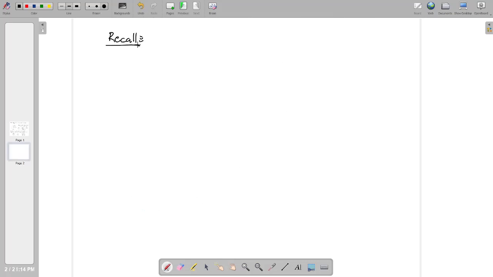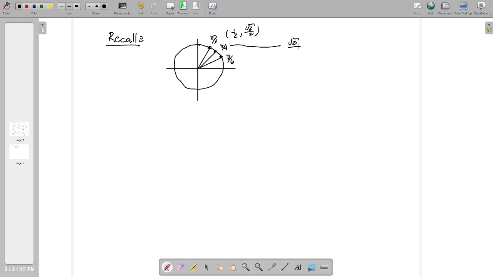Recall, we did this in section 6.2. We had three radian measures of angles: pi over 6, pi over 4, and pi over 3. Pi over 3 came out to be the point (1/2, root 3 over 2). Pi over 4 is (root 2 over 2, root 2 over 2). And pi over 6 is (root 3 over 2, 1/2). We also went over these in the unit circle video, which should be the last video that we talked about.